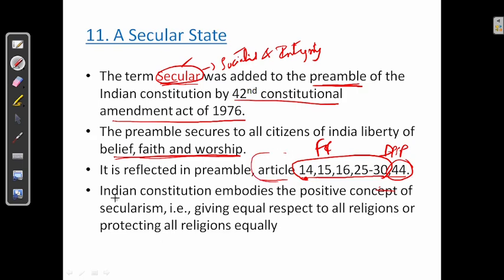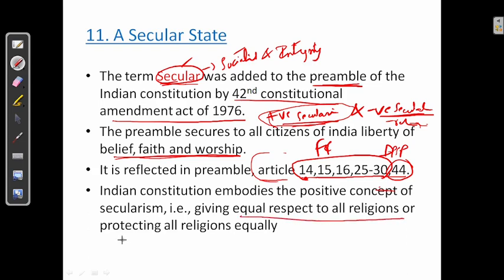Next, the Indian Constitution embodies the positive concept of secularism, that is giving respect to all the religions or protecting all religions equally. There are two types: positive secularism and negative secularism. Positive secularism is giving respect to all the religions. Negative secularism is separating the religion from the state. So the Indian Constitution adopts positive secularism. That is, it gives equal respect to all the religions and protects all the religions equally.